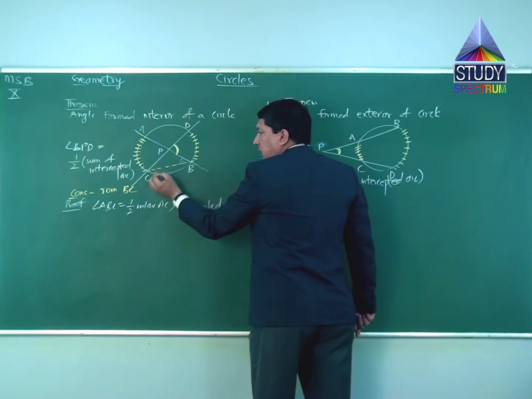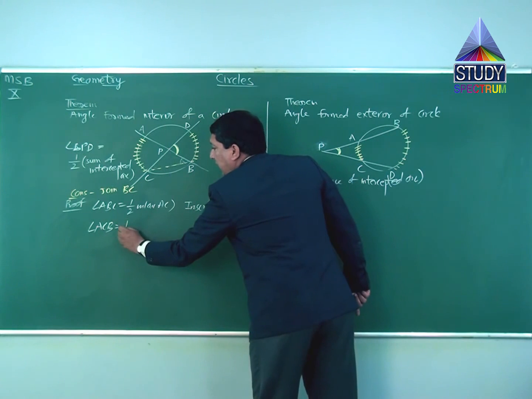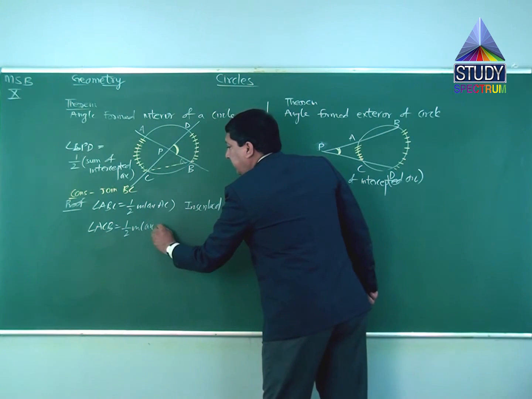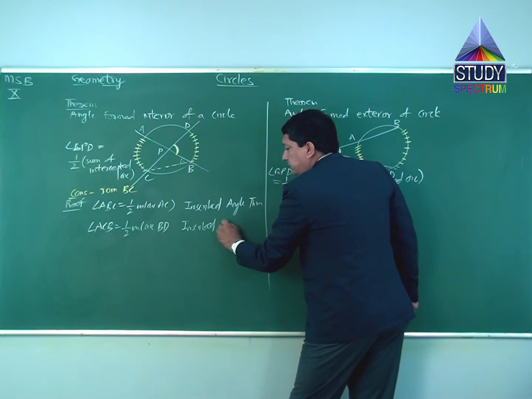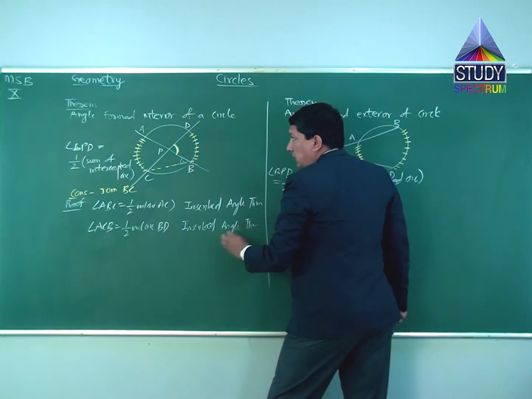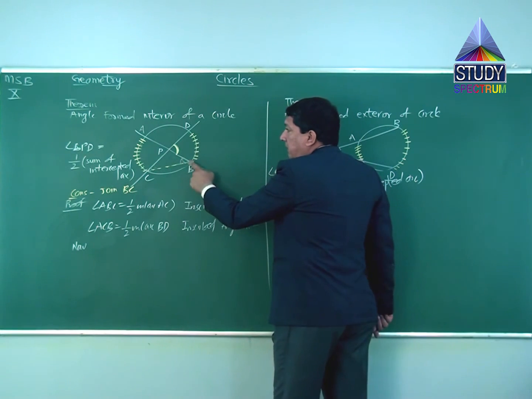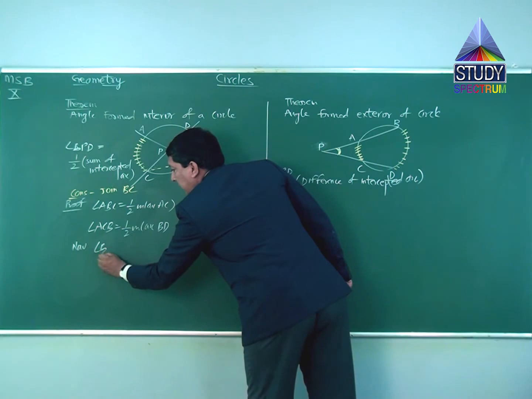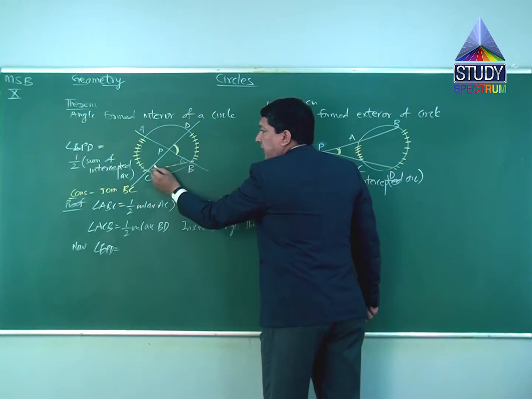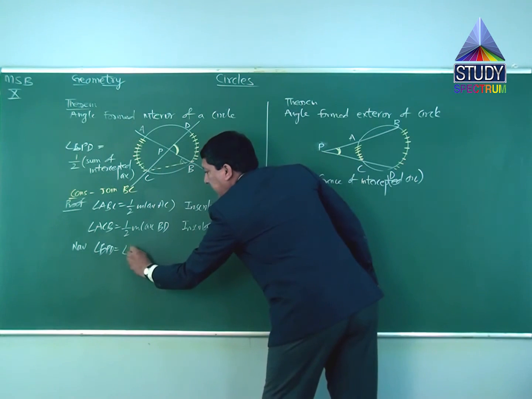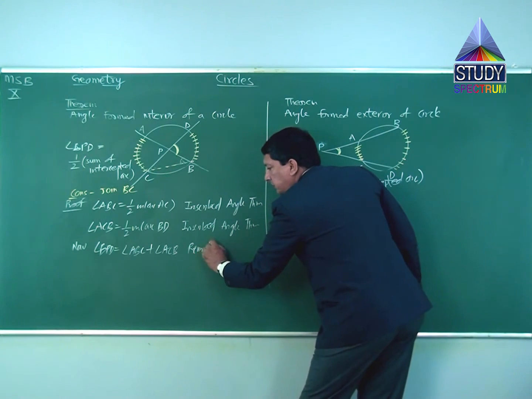In the same way, I have told you the second angle, angle ACB. Angle ACB is equal to half the measure of arc BD. Again, inscribed angle theorem. Now, the required angle is BPD. Angle BPD is equal to the sum of the remote angles, that is angle ABC plus angle ACB, by the remote interior angle theorem.